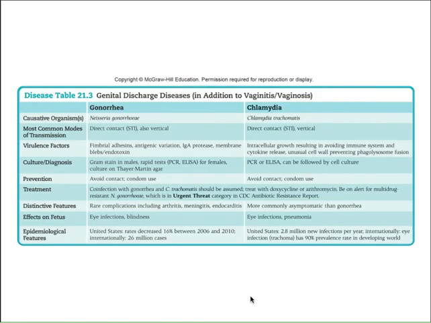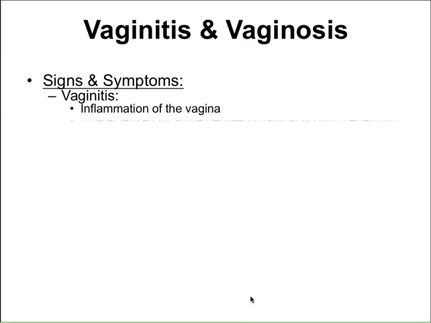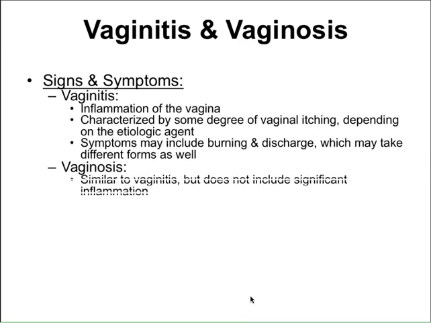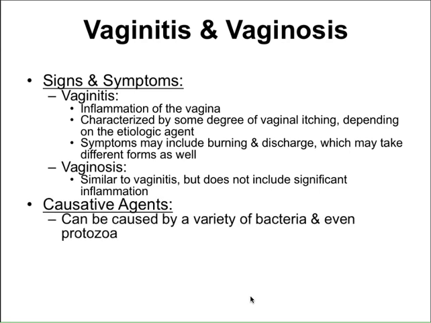And here's the rundown on each. Okay. Vaginitis and vaginosis. Again, vaginitis is an inflammation of the vagina. We see itching, and we also may see burning and discharge.